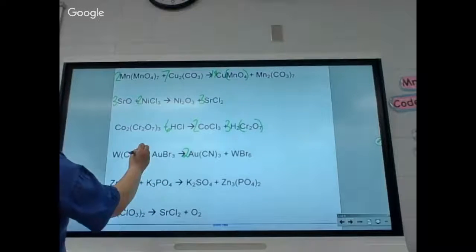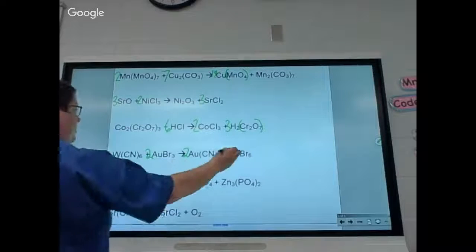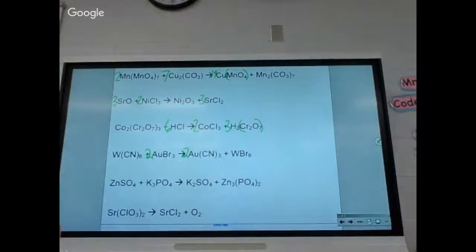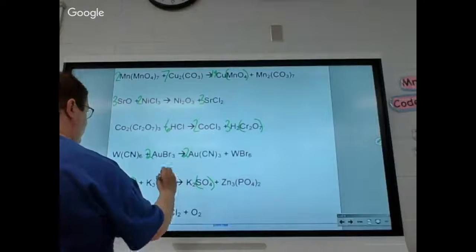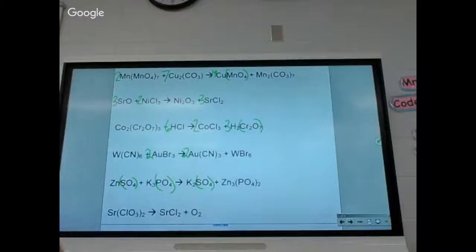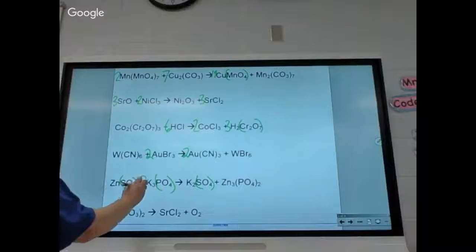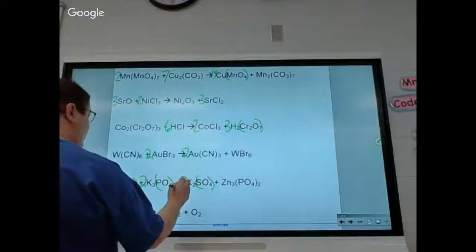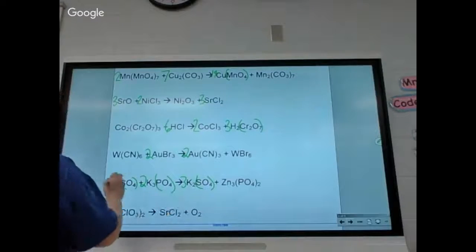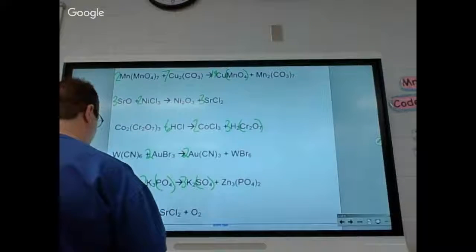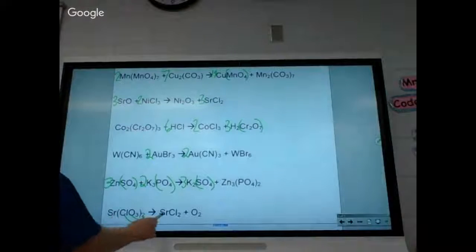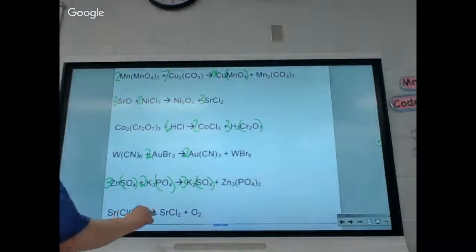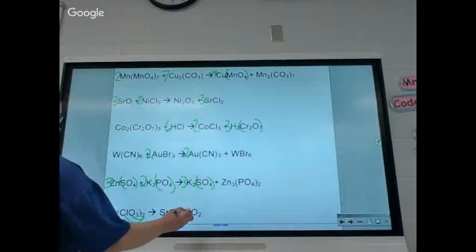2 golds, 2 golds, 6 bromines, 1 tungsten, 1 tungsten. I'll put in some parentheses. So 2, I'm going to put a 2 there. 6, I'm going to put a 3 there. 3, put a 3 there. 3 zincs, 3 zincs. All right, that's 2, which made 6, and 2 there. 1, 1, 2, 2. I need a 3.